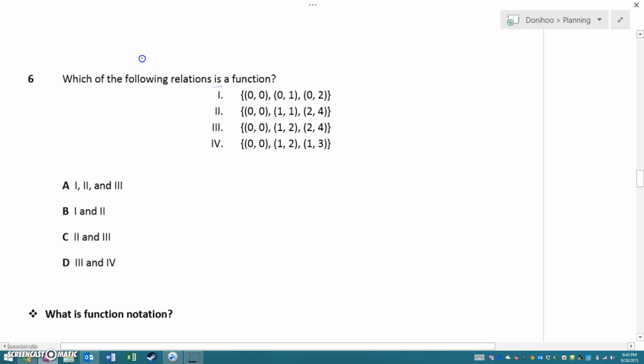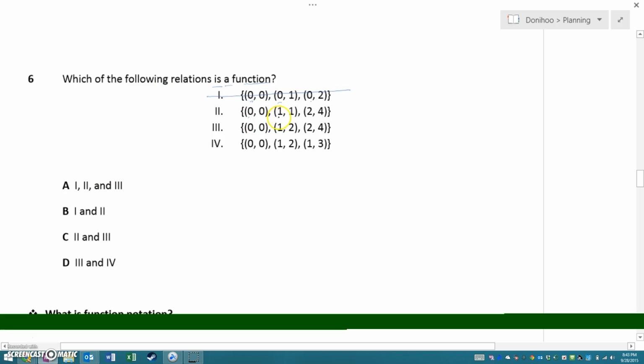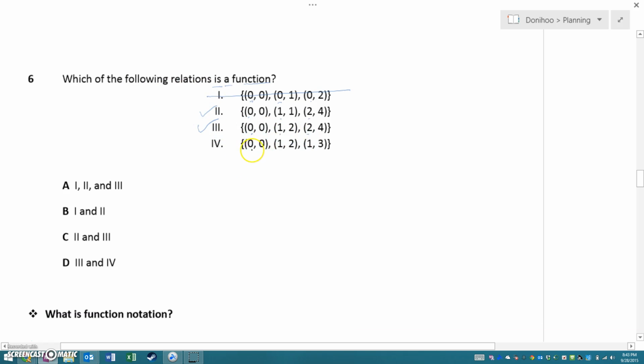Which of the following is a function? So I'm looking for something that does not have repeating x values. So for instance, 1, 0, 0, 0. Repeating x value. 0, 1, 2. Not repeating x value. 0, 1, 2. Not repeating x value. 0, 1, 1. Repeating x value.